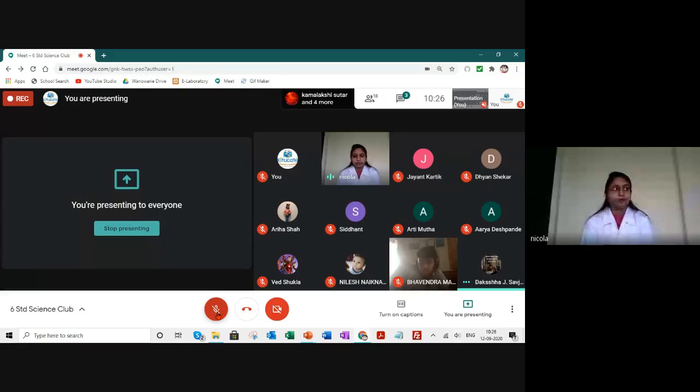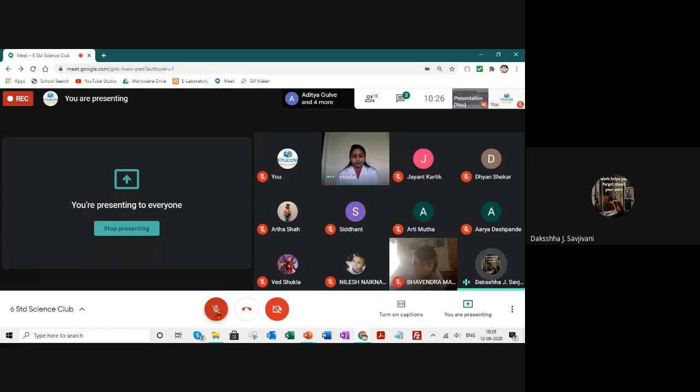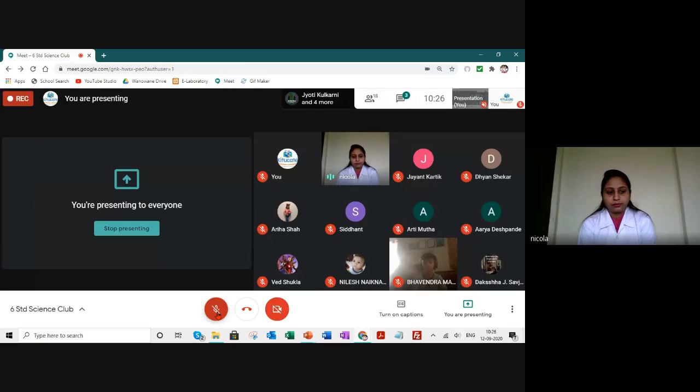Yes, Daksh, you can say. Ma'am, if we have a mixture of sugar, salt, and chalk powder, how will we separate all the things? Sugar, salt, and chalk powder, that is another process. We will learn that in the next class. For now, it's not coming under this process. That is separated by another process, called crystallization, called distillation. All right, we will learn that in the next class.